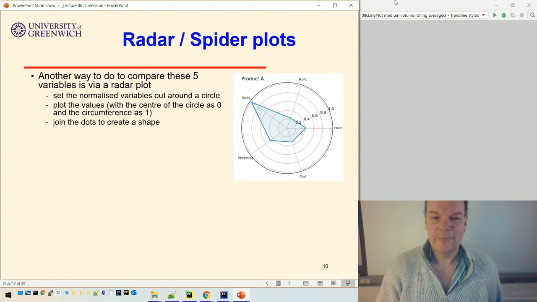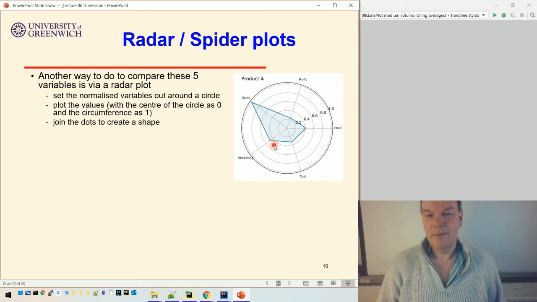Okay, so you can see it's telling us, if I'm looking at product A, that the sales of product A are near 1. So this is relative to all the other products. Remember, this is normalized data, so we're talking about in comparison with all the others. Product A is one of the highest selling. Well, we knew that already. But in terms of marketing, it's only about 0.5.